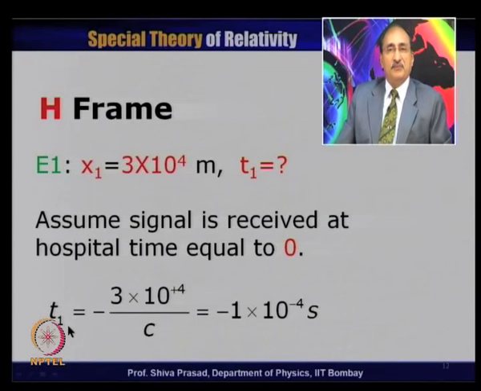So, I have found what t 1 is. Now let us look at E 2, the second event, for which finding the x coordinate and time coordinate is very simple, because when he received the signal, obviously he was at the origin. The person who received the signal was sitting in the hospital and therefore was at the origin, and we have already said that when he received the signal, time was equal to 0. So the x coordinate of the second event is 0, and the time coordinate of the second event is also 0.